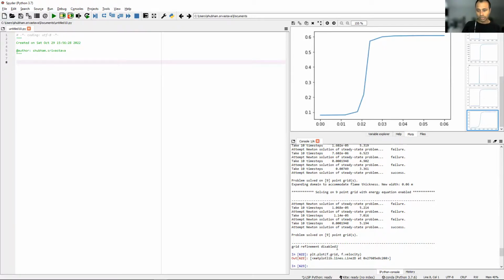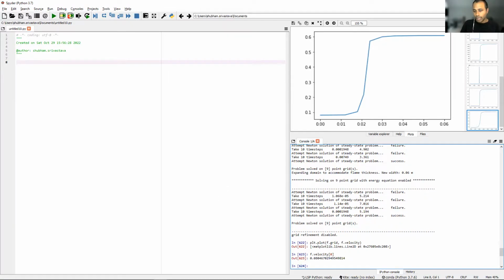One last thing that I would like to mention is that you can also find the flame speed using this simulation. All you have to do is just find the flame velocity at the first or the inlet point. So I will say f.velocity[0], 0.08 meters per second, that is 80 millimeters or 8 centimeters per second. Now again, this is not a very good number, because as you can see, the solution is very rough. And so once you refine the criteria, you'll get a slightly different number.